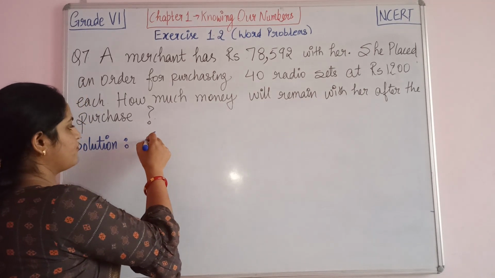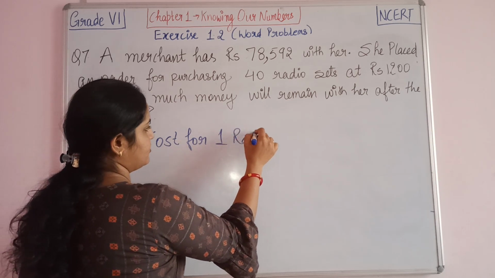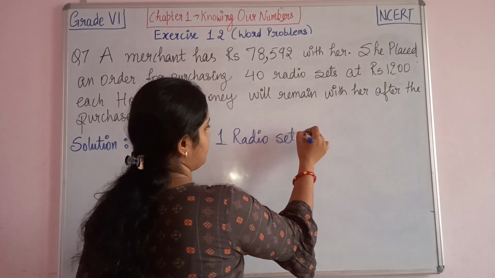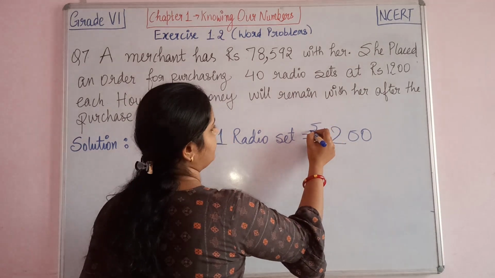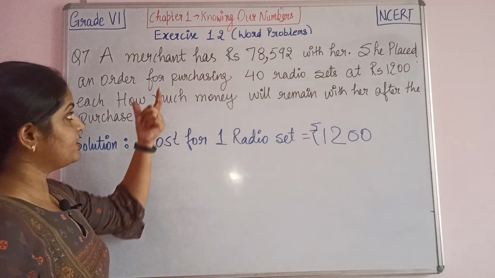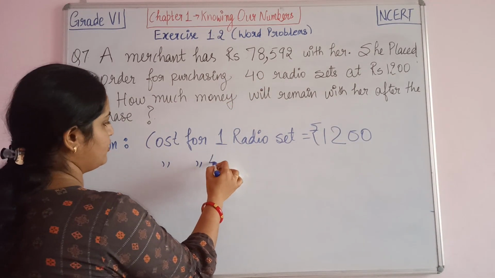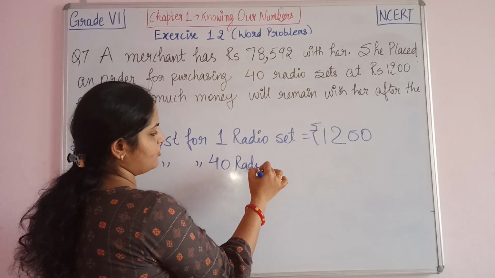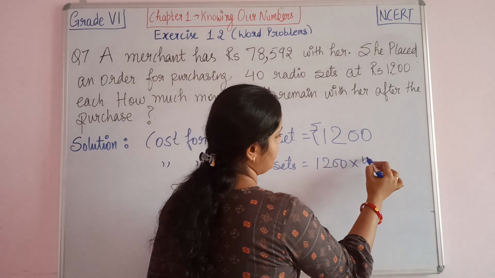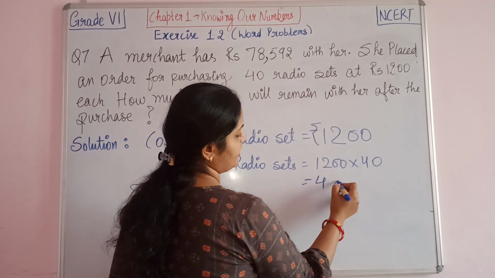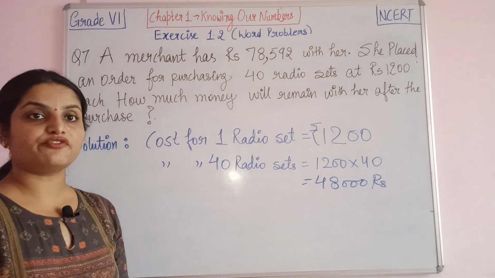So what is the cost for one radio set? The cost for one radio set is 1200 rupees, or you can write down rupees 1200. Now how many radio sets has she purchased, or placed the order for? 40 radio sets. So what will be the cost for 40 radio sets? We can simply multiply this with 40. 1200 into 40. The answer will be 48,000 rupees. This much she has spent on the purchase of 40 radio sets.